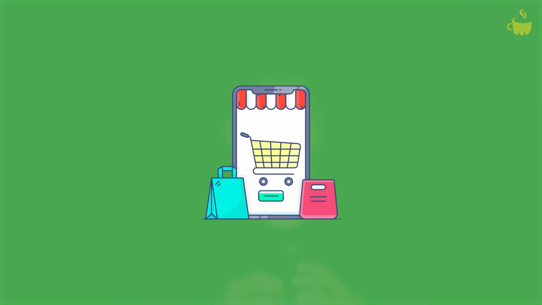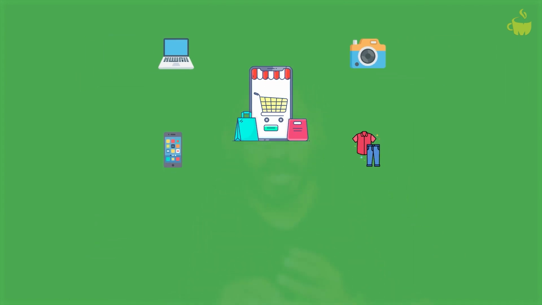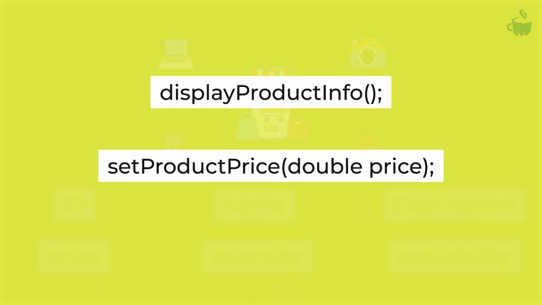Suppose in e-commerce applications, we'll see thousands of products like laptops, cameras, mobiles, clothes, etc. For every product, there are some common properties like ID, name, description, price, quantity, availability, etc. And methods like display product info, set product price, check availability, etc. But there will be a few properties which will be common only for a specific product. For example, take a laptop. For a laptop, you have properties like brand, RAM, processor, storage size, screen size, etc. And some methods like check brand warranty, display service history, etc.